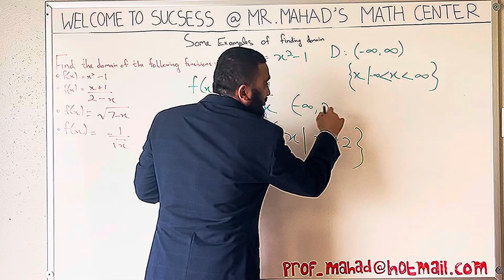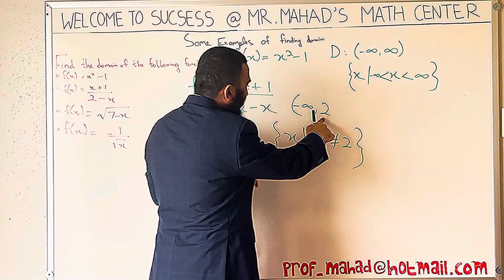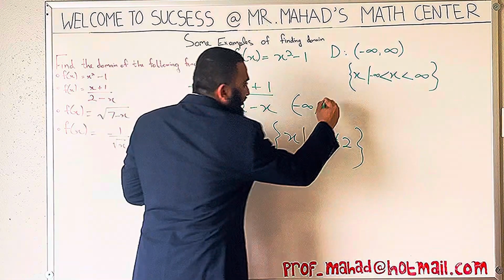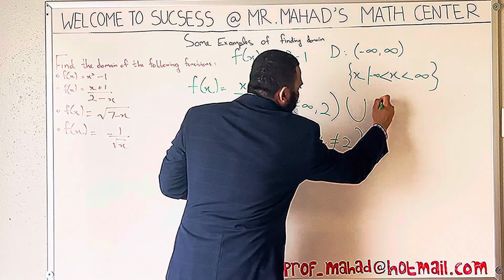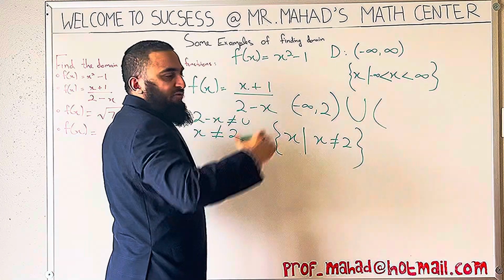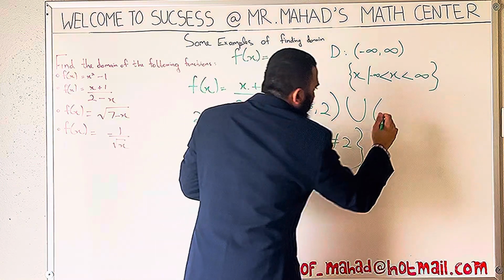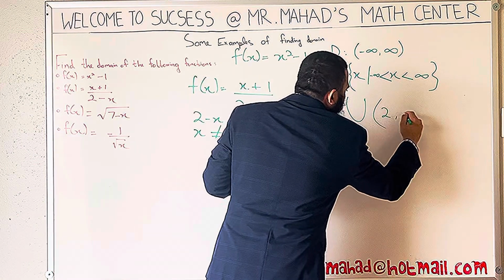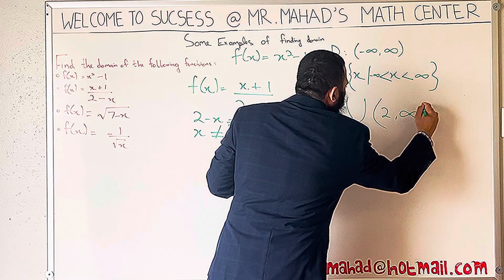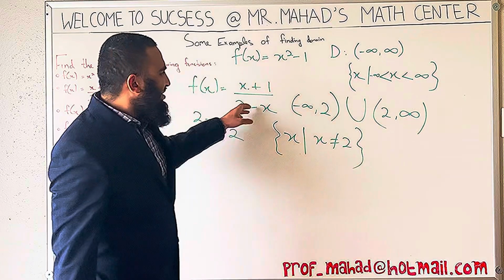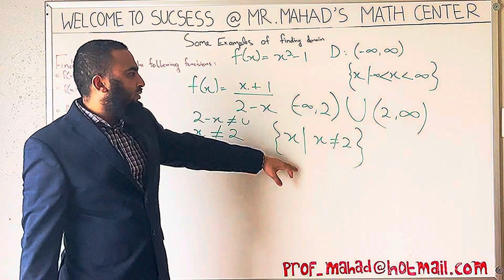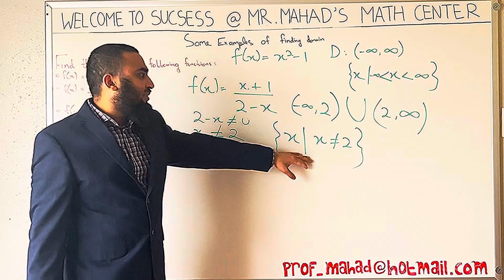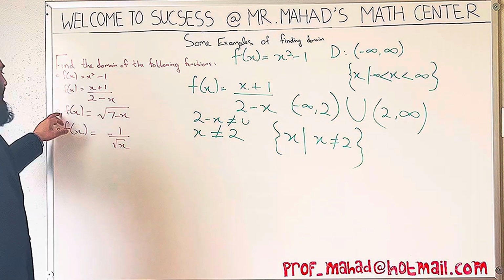until 2. Now 2 is included or not? No, right? 2 is not included. So we use a normal bracket. Union, again, above 2 all the values are included, right? So we write 2 up to positive infinity. You see how big of a hassle this was? So might as well use the set builder notation. Now let's look at the third example.